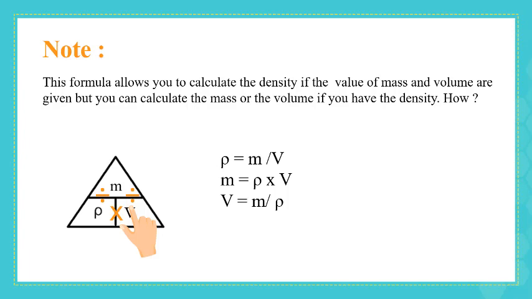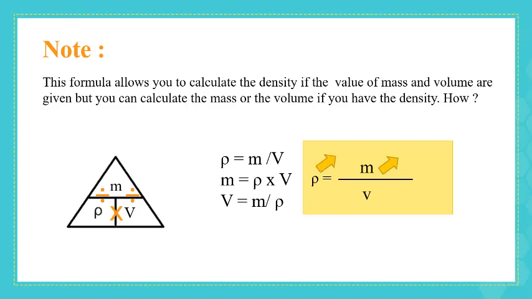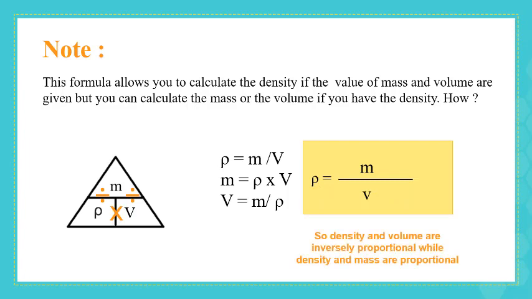Also, you have to pay attention for this idea. Rho, that is equal to m over v. When the mass increases, the density increases with the constant volume. And when the volume increases, the density decreases with constant mass. So, the density and volume are inversely proportional, while density and mass are proportional.